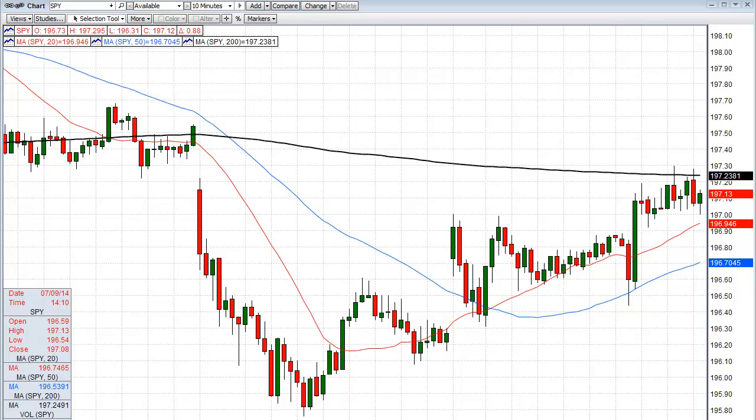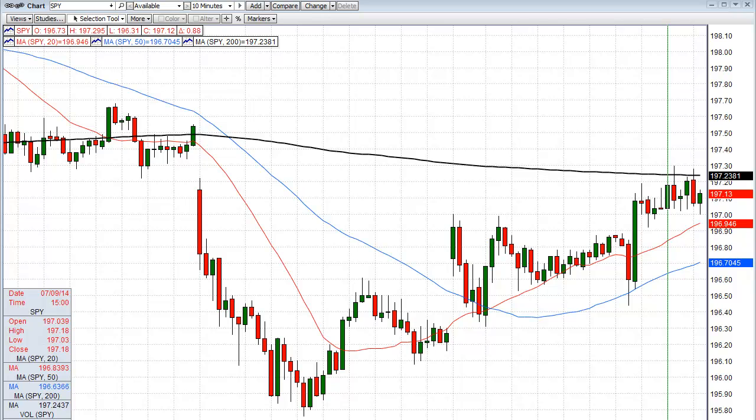Today is Wednesday, July 9th, 2014, and now you're looking at an intraday or 10-minute chart of the SPDR or SPY. The reason I wanted to bring this up is because I want to point out that the same exact chart patterns that we talk about that play out on a daily basis or weekly basis also play out intraday, which is just fine for day trading.